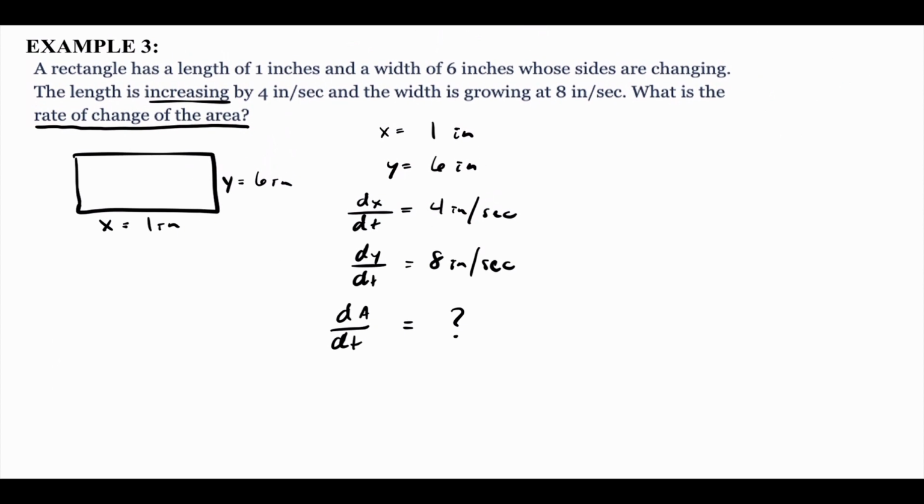Step 3, find an equation that relates everything. So I know x, I know y. I know rates of change for x and y, and I need to know area. What's an equation that would relate all of those variables? How can I say this without giving the answer? What's an equation that would relate everything that I have with what I need?